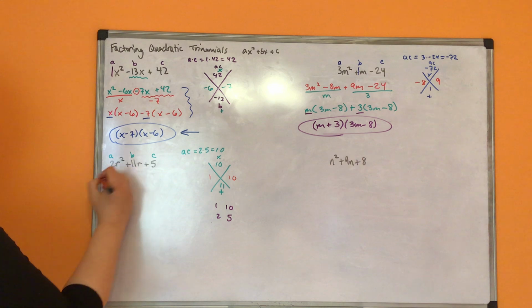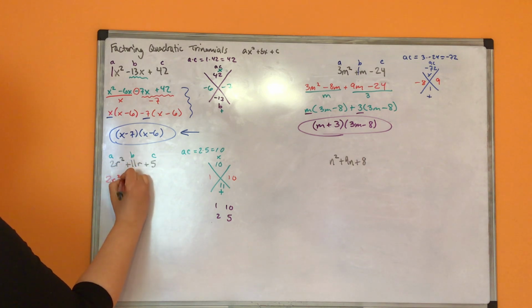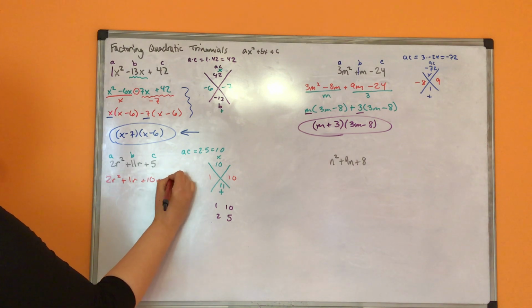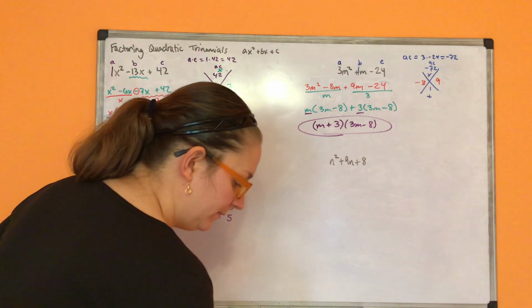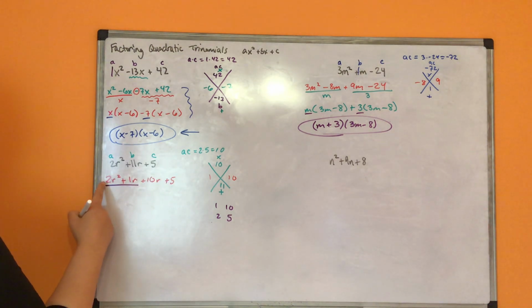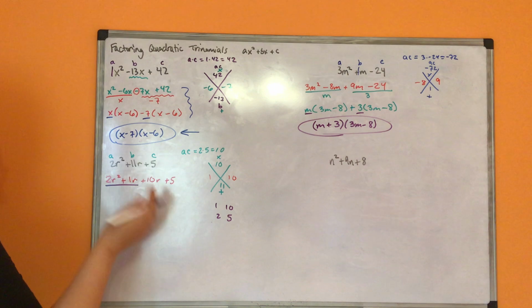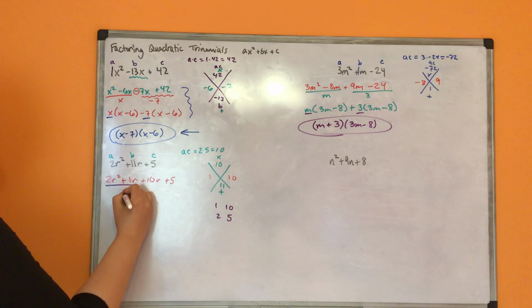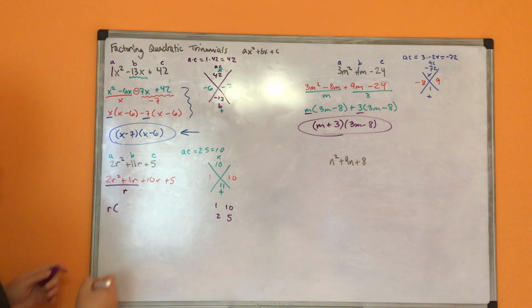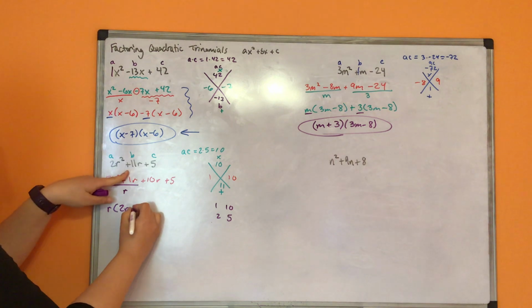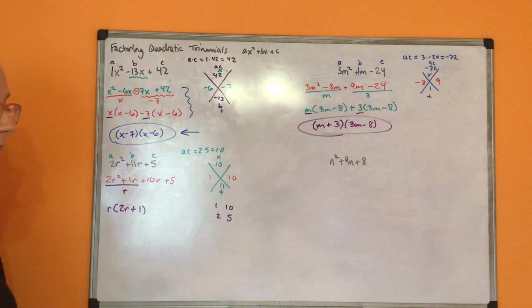So rewrite this as 4 terms. 2r squared plus 1r plus 10r plus 5. Factor by grouping. The GCF of 2 and 1 is 1. We don't have to write that coefficient. You can if you want. GCF of r squared and r is just r. When I factor out the GCF r, when I divide, I get 2r plus 1.